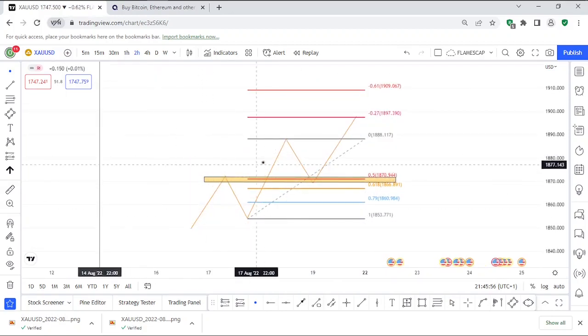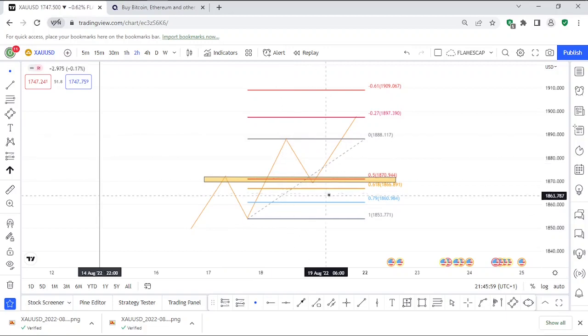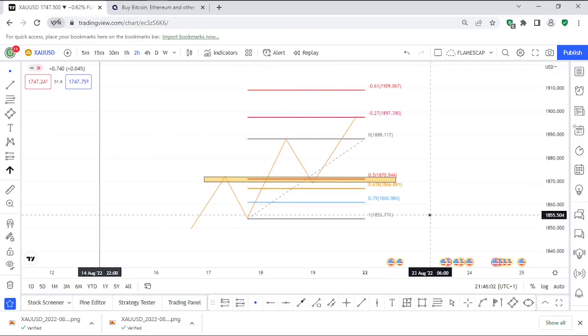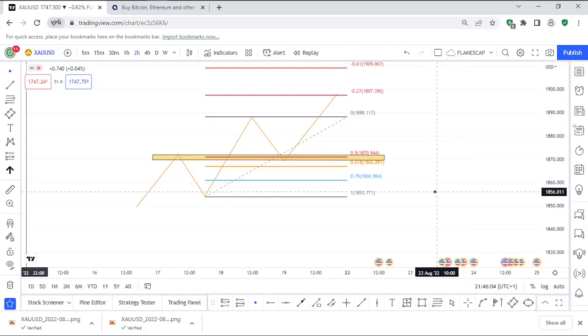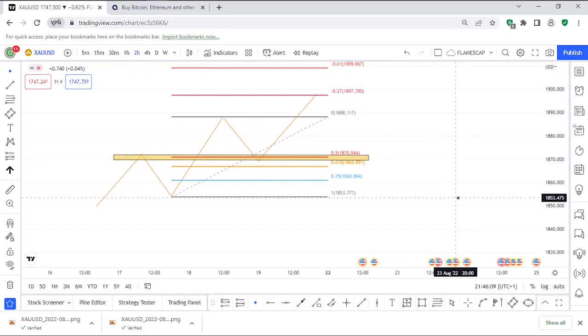When the market is moving up, it's always making higher highs and higher lows. When it's moving down, it's always making lower lows and lower highs. But the way it does it might differ, may not always be the same.